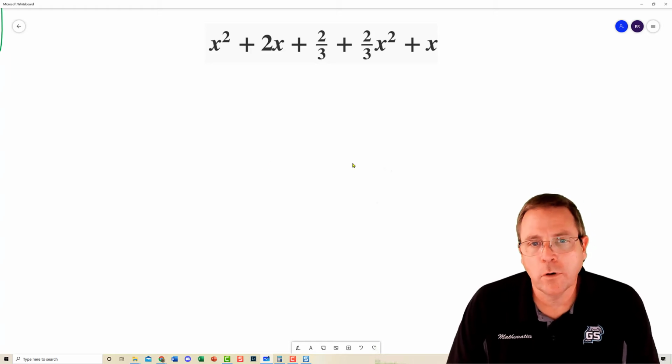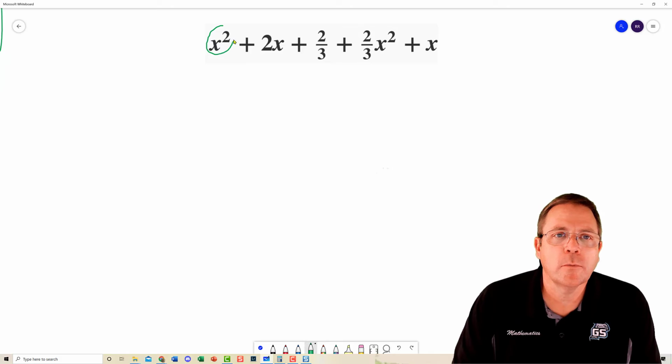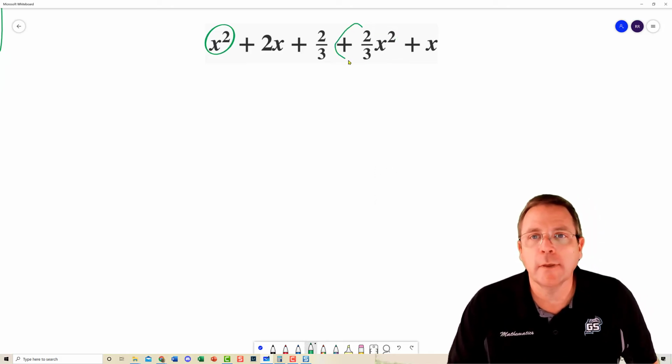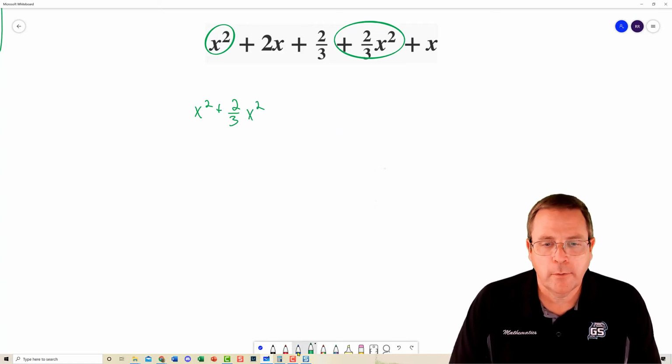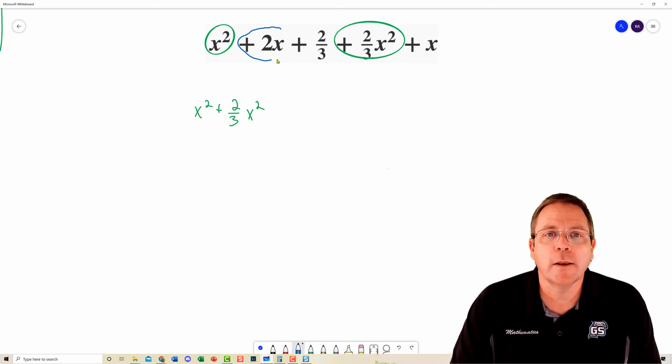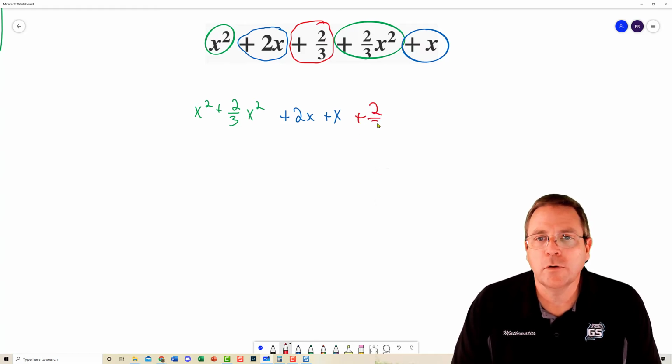Alright, so I've written or really copied and pasted my original problem. Now I'm going to start pointing out like terms. First off, I've got my x squareds right here. Actually, I want to include that plus sign in that. So I'm going to put those together. So I have x squared plus 2/3 x squared. From here, I can pull out my x's, which I've got a plus 2x and a plus x right there, and then I'm going to pull out my constant, and my constant is going to be plus 2/3.